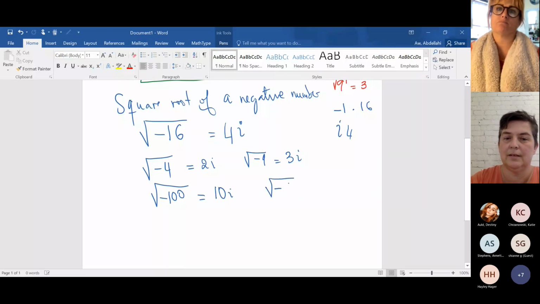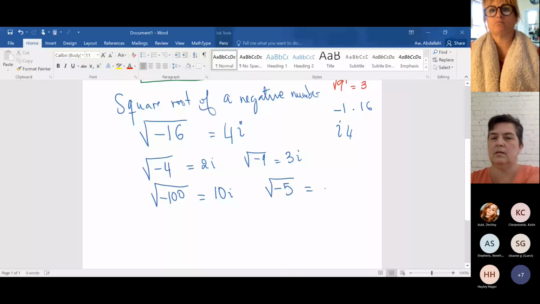Okay, now comes this. How are you going to write the square root of -5? Is it just i square root of 5? Thank you. Because if you don't know the square root, we just leave it as is, right? Square root of 5 is not an exact number. It has a value, but I don't know that value. So I'm going to leave it as is. It's going to be i square root of 5, right?